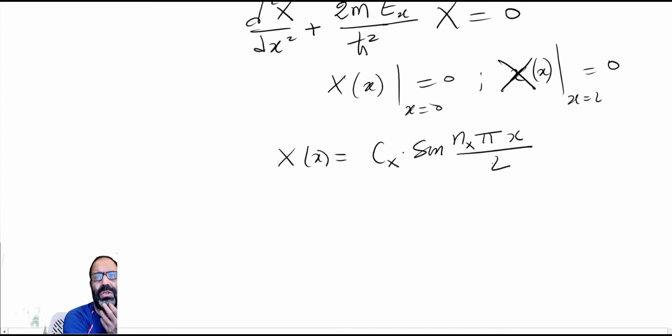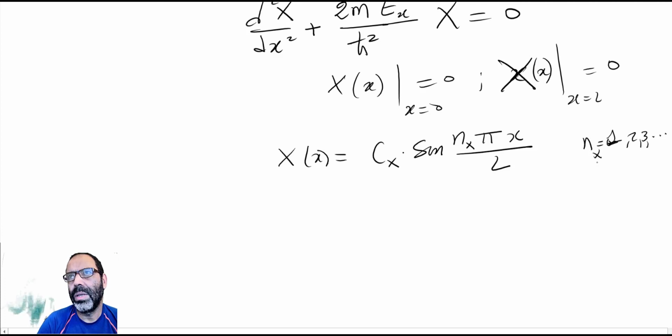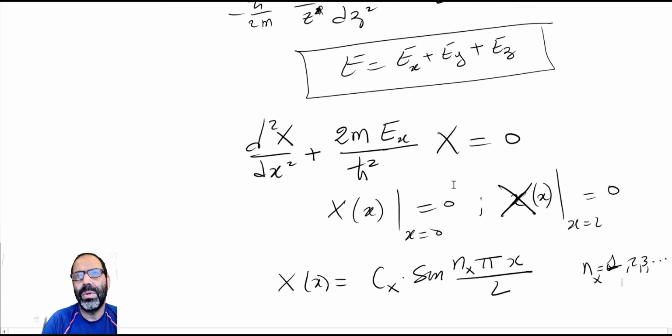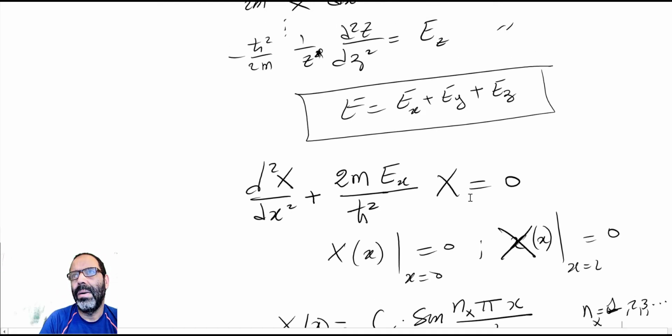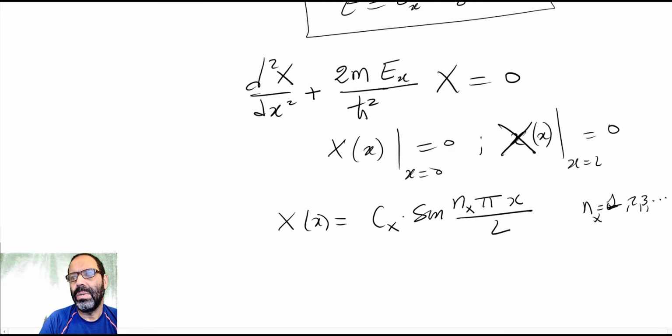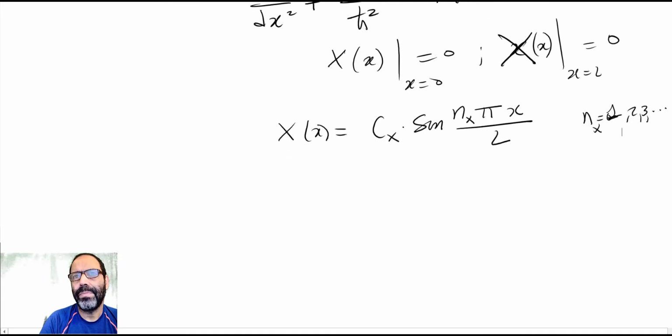Okay, let's test this one. For x equal to 0, obviously this is 0 no matter what. For x equals L, I will have n pi, and n pi is going to be an integer. So nx in this case is an integer that cannot be 0, because if it's 0 then the entire wave function is 0. So it has to be 1, 2, 3, and so on. Any integer but 0, because if it's 0 the wave function vanishes, and then we don't have a particle at all. And we have a particle in here, so we have to find it somewhere. That is why the wave function cannot be 0 inside. It's 0 already outside.